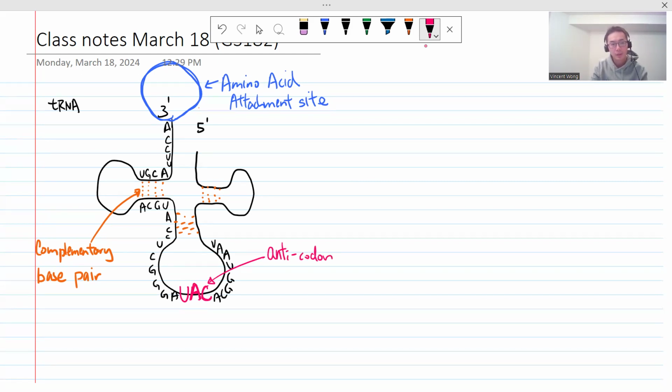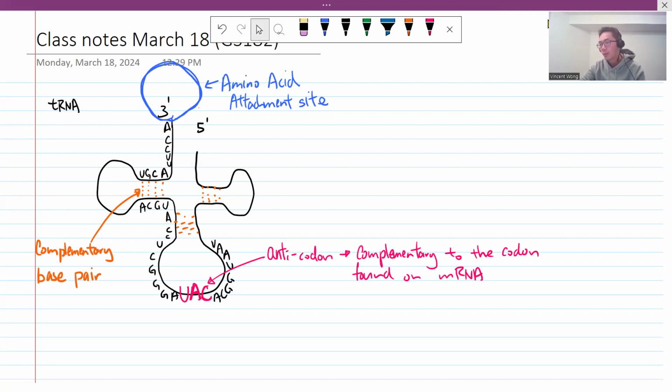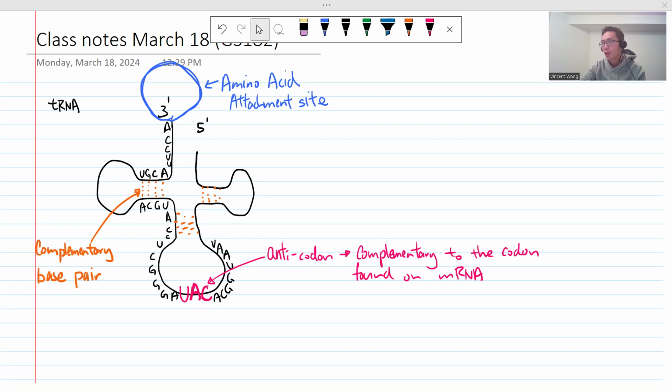Okay, anticodon. The anticodon is going to be complementary to the codon found on mRNA. Just copy that down first, and I will explain to you what that means. Just copy that down first, and I'll explain.